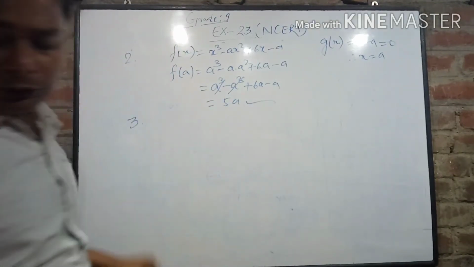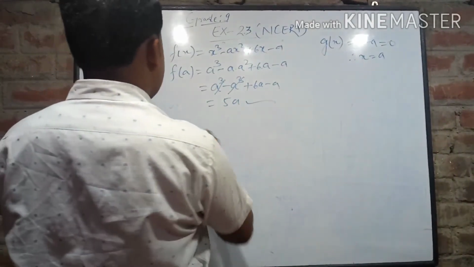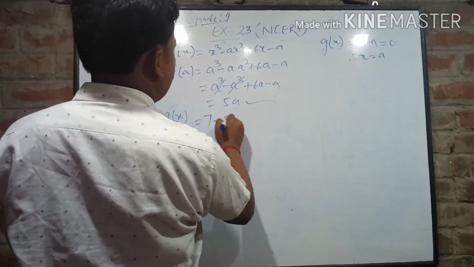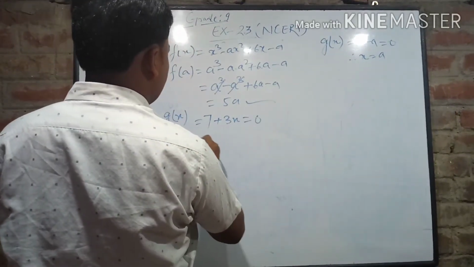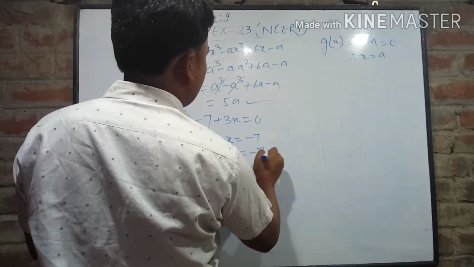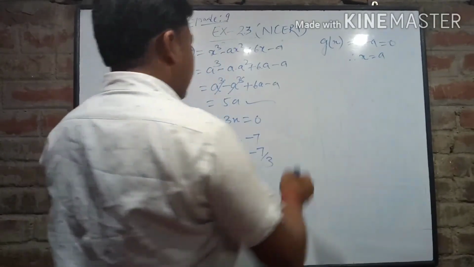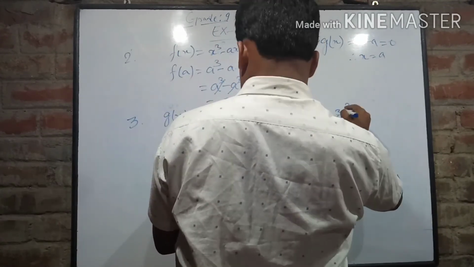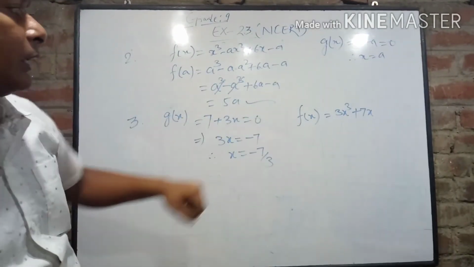And the last question of this exercise is, check whether 7 plus 3x, it means g(x) is given to you as 7 plus 3x. If we take it as equal to 0, we can get 3x is equal to minus 7 and finally x is equal to minus 7 upon 3. In the same question, the function of x is given as 3x cube plus 7x.